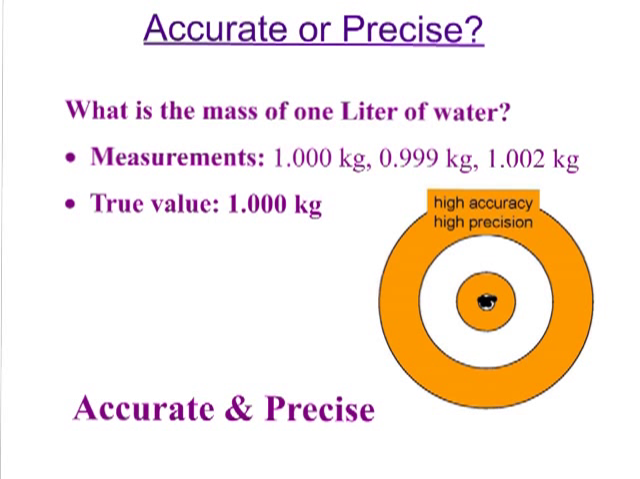How about the mass of 1 liter of water? And we measure that as 1.000 kilograms, 0.999 kilograms, and 1.002 kilograms, where the true value is 1.000 kilograms. Wow, these are all very precise, very close together, and they are all very accurate as well, and very close to the true value. So those are accurate and precise.